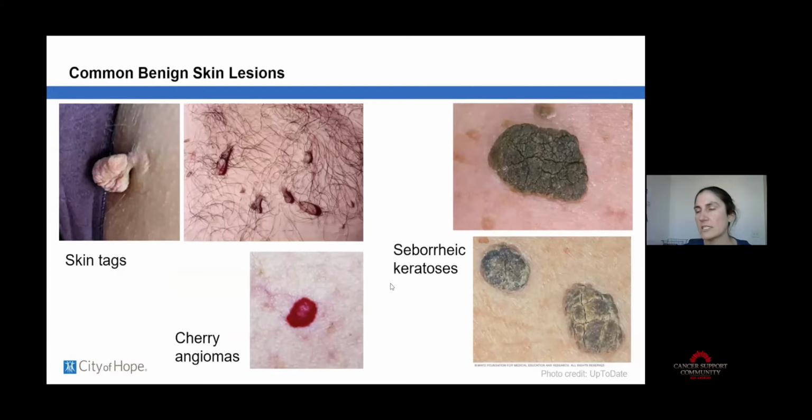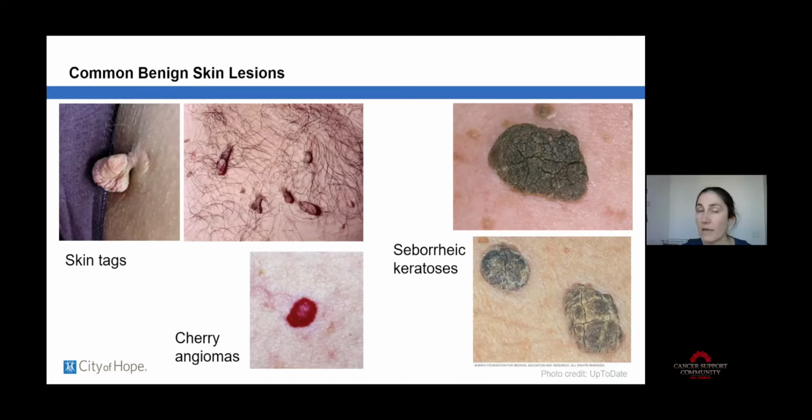So skin tags, just kind of little fleshy tags, nothing to worry about. Cherry angiomas, relatively common, little very bright red moles that do grow slowly over time, but really nothing to be concerned about.